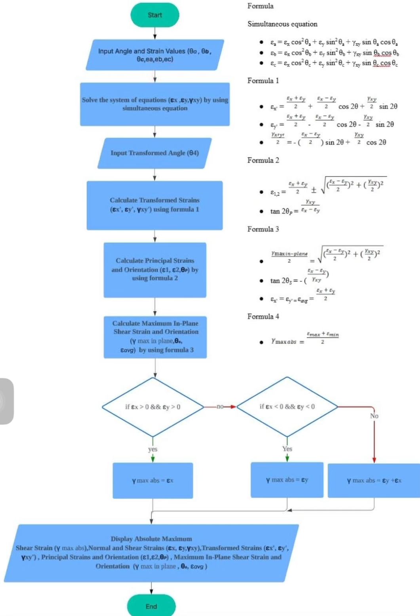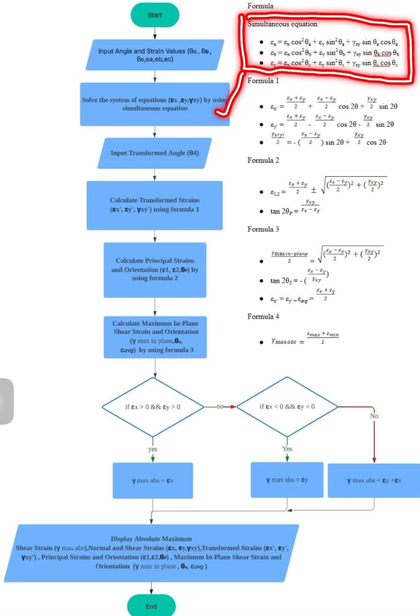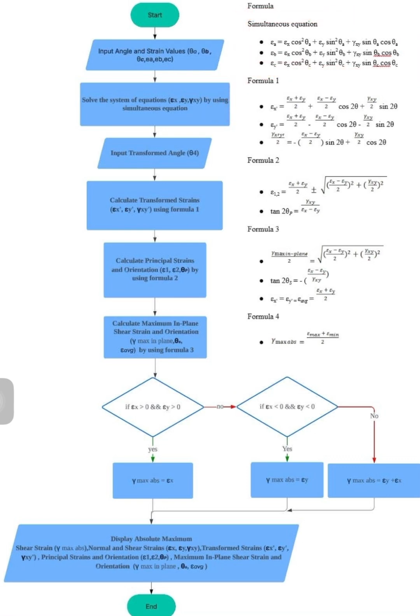Third, solve the system of equations. The system of equations is solved simultaneously to determine the strain components epsilon x, epsilon y, and gamma xy. The simultaneous equations are given here, and we'll insert them at this stage. Next, input the transform angle. The user must input the transform angle.